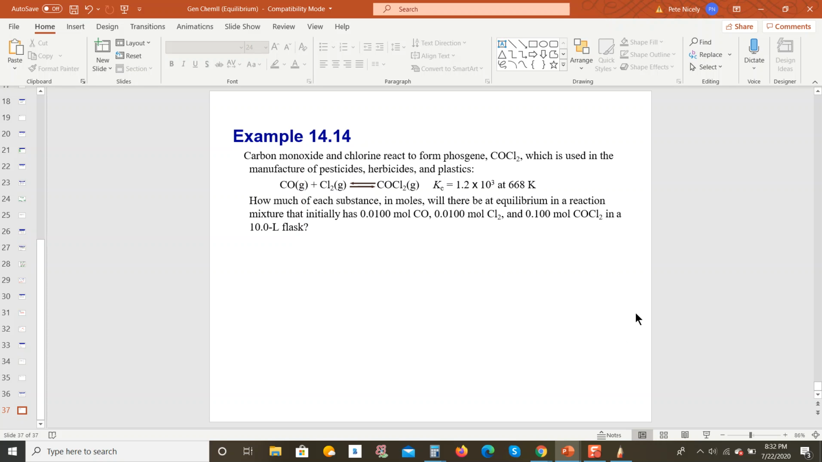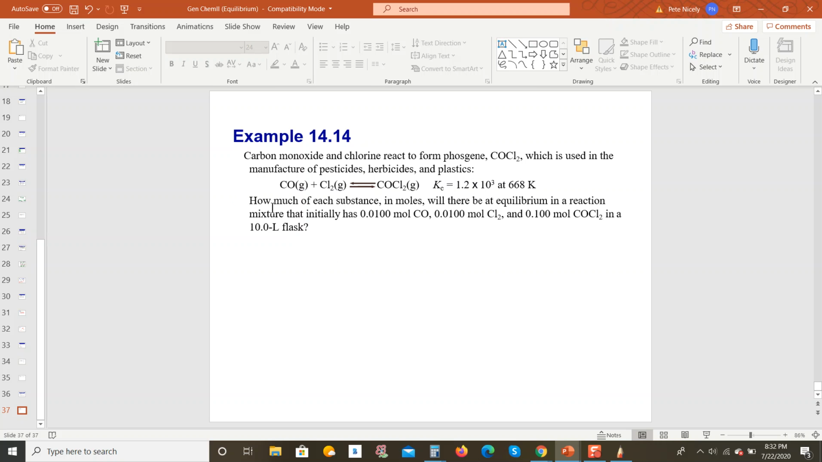So we're going to do this example, which is another example of calculations involving equilibrium and Kc. It's also going to involve Le Chatelier's principle. So this is the question. They gave you the balanced equation. They gave you the Kc value here, which is 1.2 times 10 to the 3.